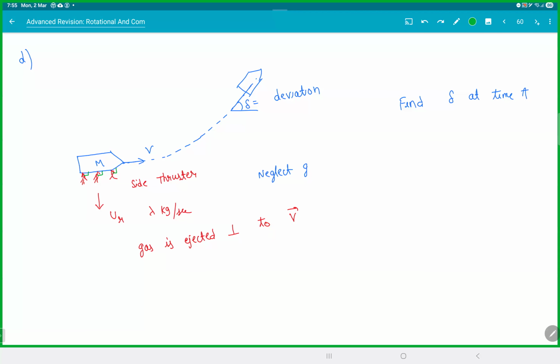Since the gas is always ejected perpendicular to the velocity, the force is perpendicular to the velocity, so the speed of the rocket remains constant. Speed, not the velocity. Now think, I'll give you a minute. That is the first thing. Once you got that, this force is used for what exactly? Are you going in a circle? If not, then what?